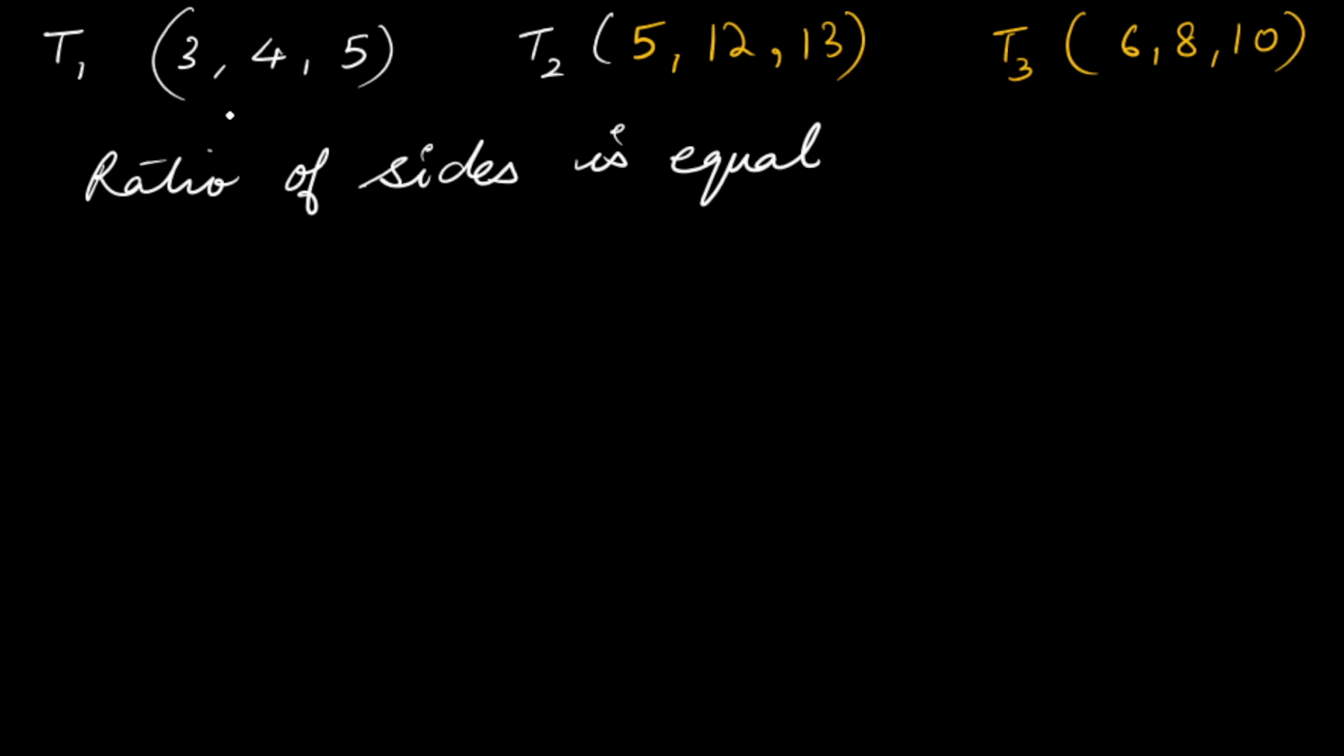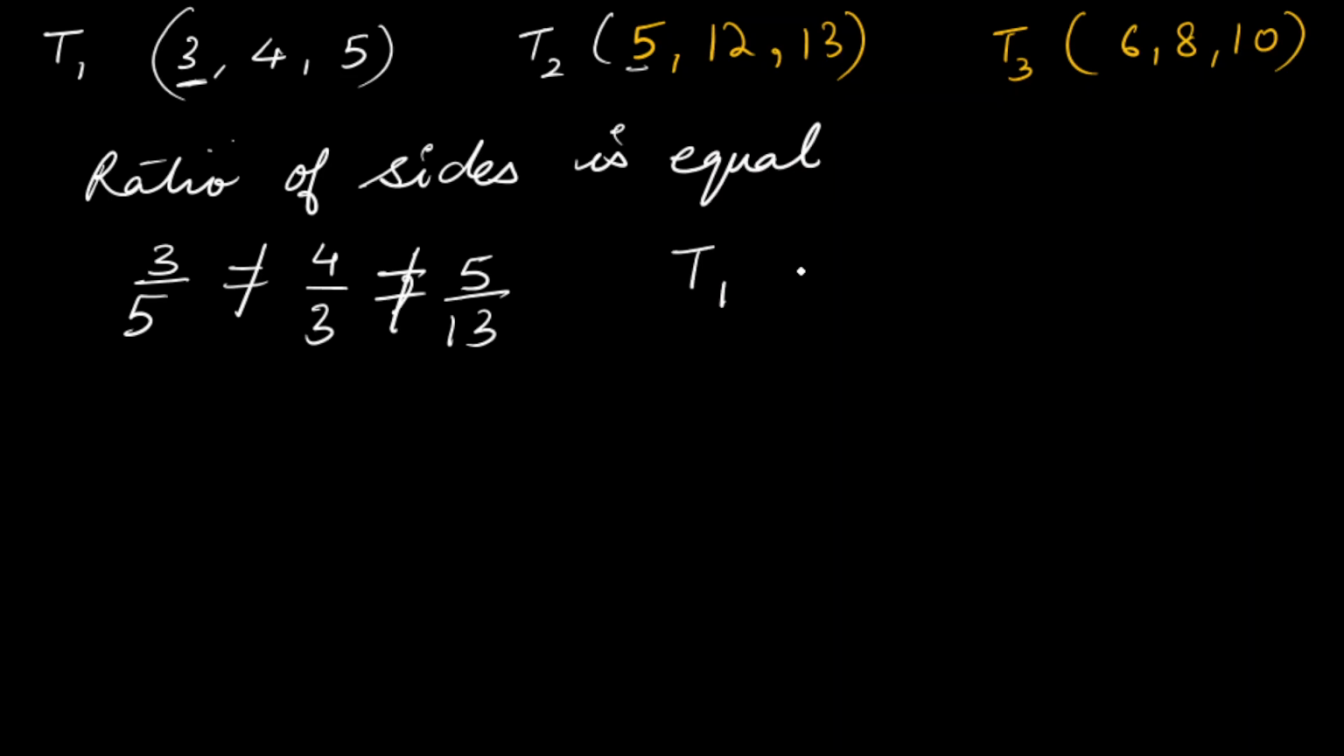So I have to take the ratio of corresponding sides of the first and second triangles. Ratio means fraction. The first is 3 by 5, then 4 by 12, and the third is 5 by 13. You can see that if I take this ratio, it is not equal. The ratios of the corresponding sides are not equal, which means T1 is not similar to T2. So T1 is not related to T2.